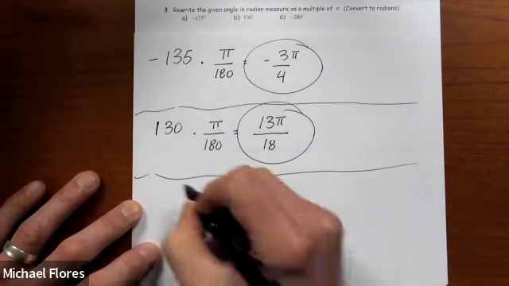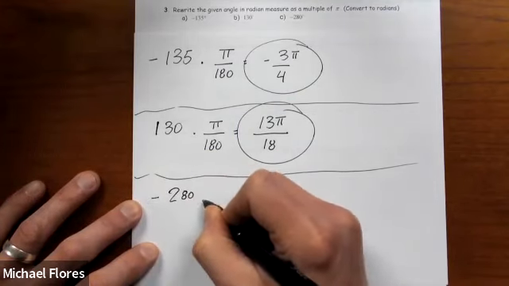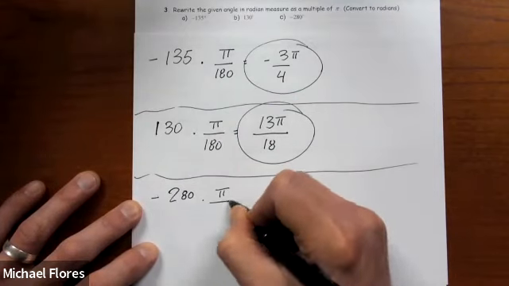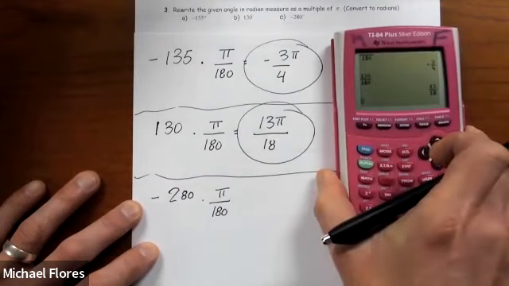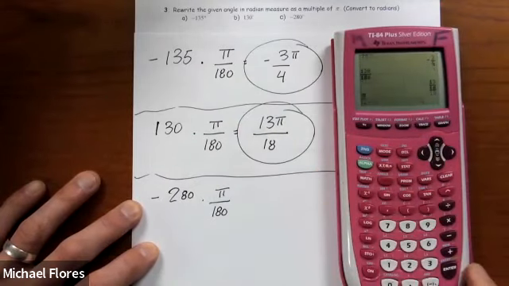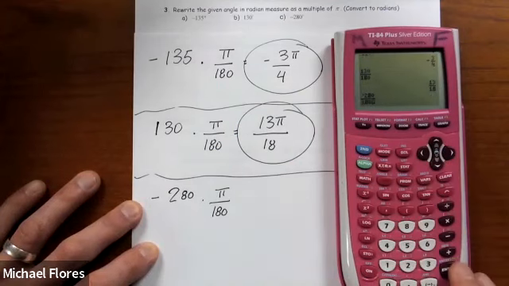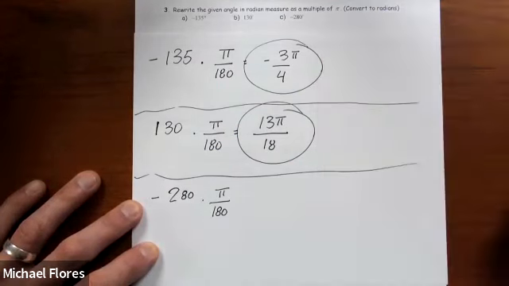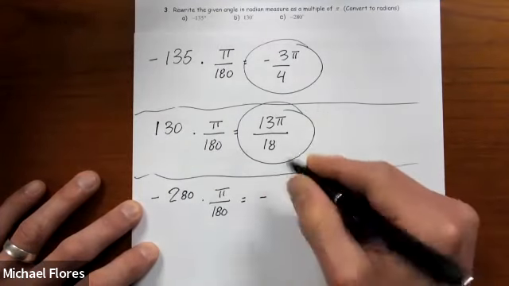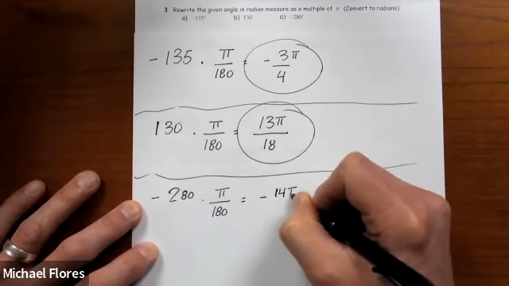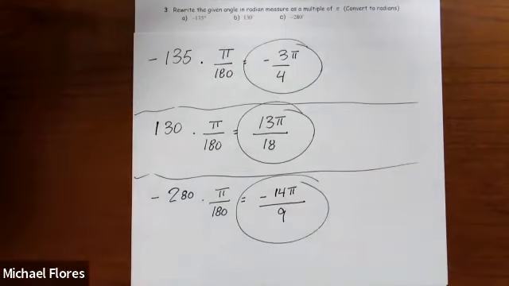And then example 3C. If you did 3C correctly, you get negative 14 pi over 9 radians.